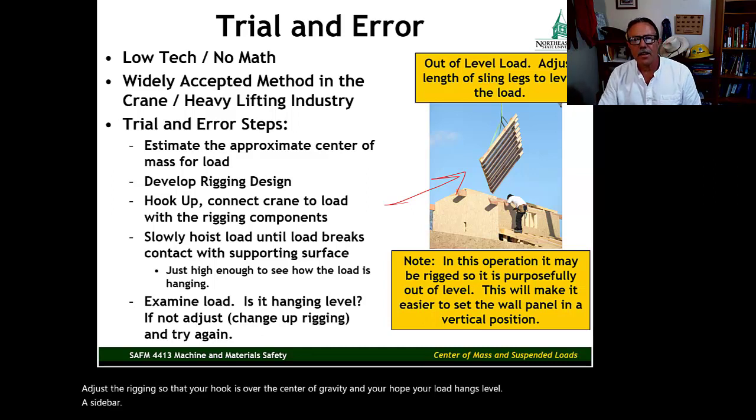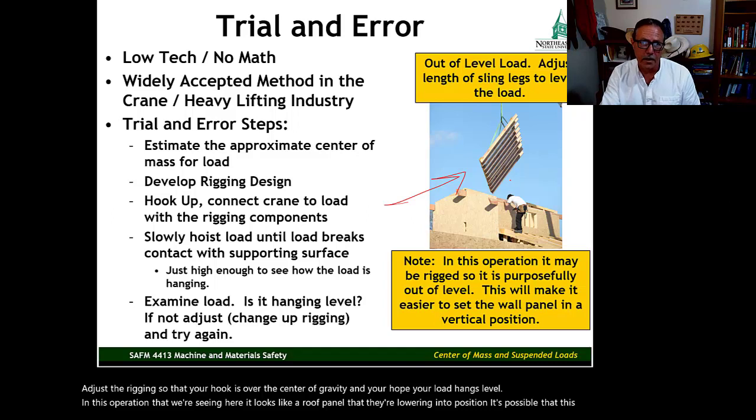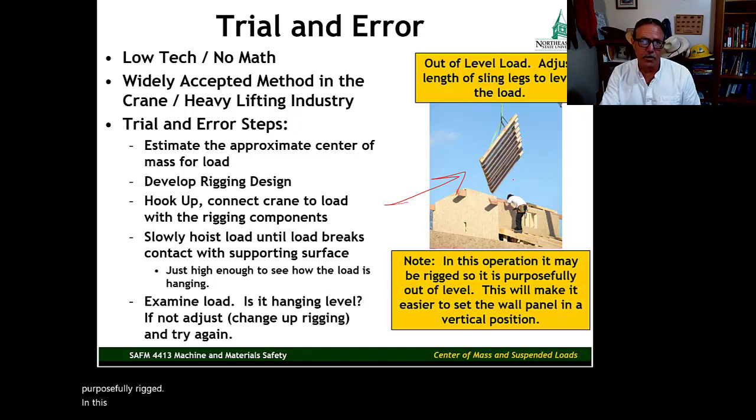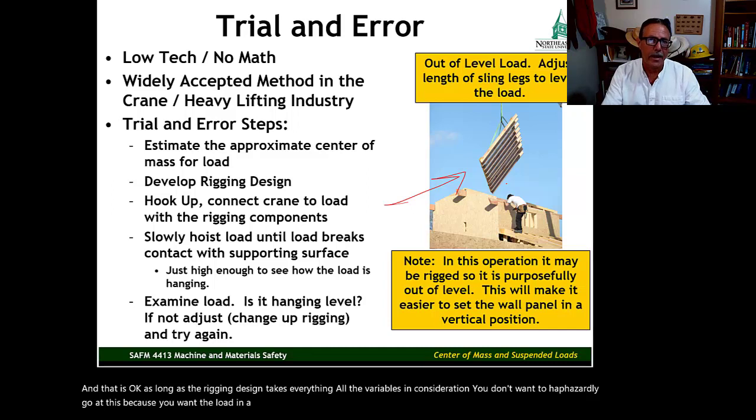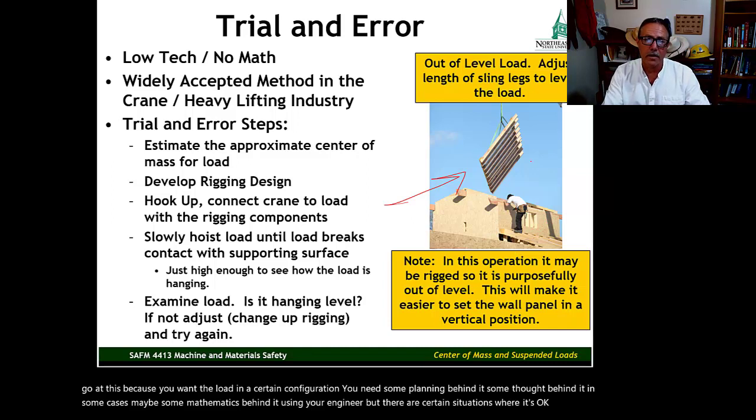Sidebar, in this operation that we're seeing here, it looks like a roof panel that they're lowering into position. It's possible that this was purposefully rigged in this position to make it easier to set the wall panel or roof panel or whatever it was. And that is okay, as long as the rigging design takes all the variables into consideration. You don't want to haphazardly go at this because you want the load in a certain configuration. You need some planning behind it, some thought behind it. In some cases, maybe some mathematics behind it, using your engineer. But there are certain situations where it's okay for the load to be in this position.